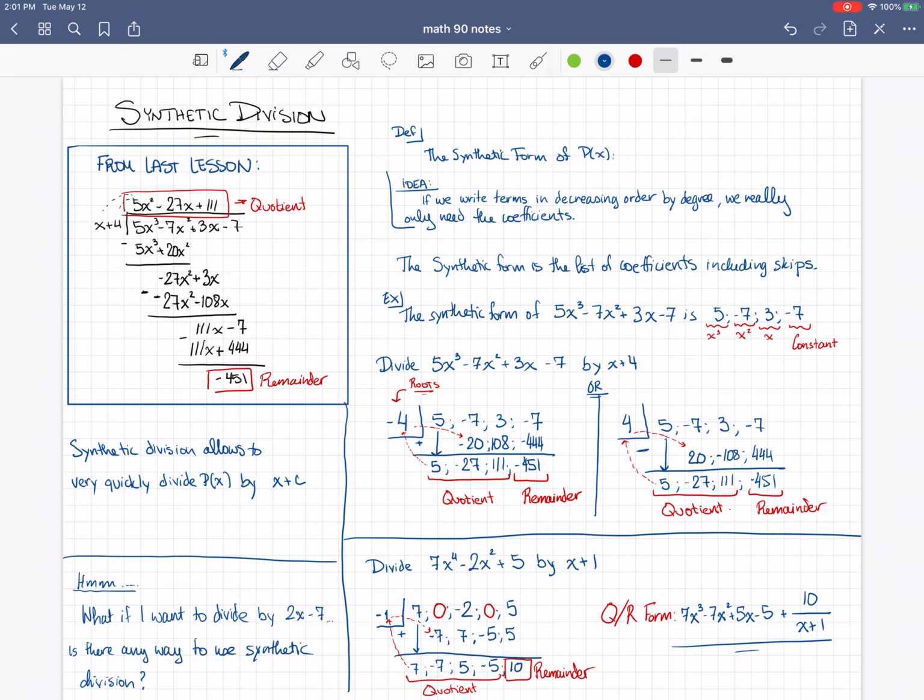All right, so that's our lesson on synthetic division. So what we're going to do in our next lesson is talk about how you use all of this stuff to actually start to find roots of polynomials. So the next lesson is, I think, a really exciting one.